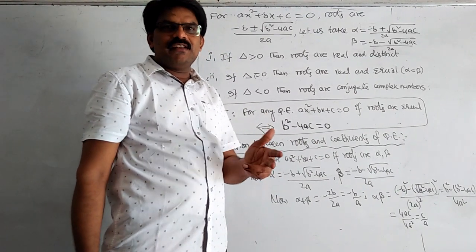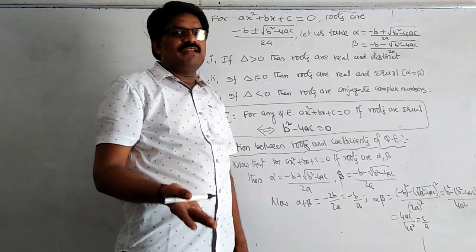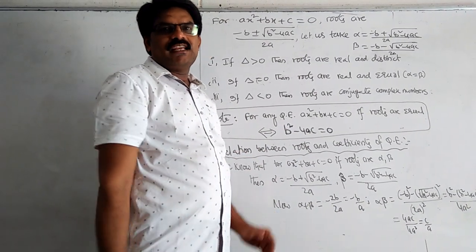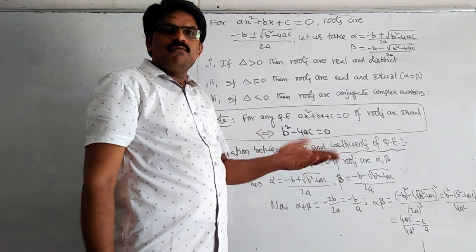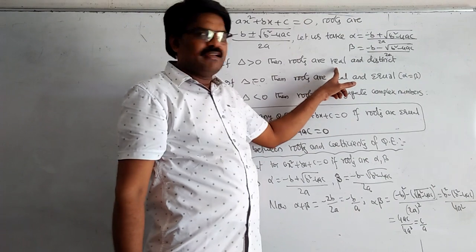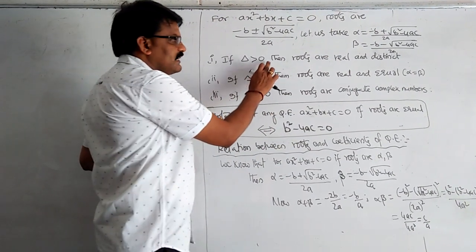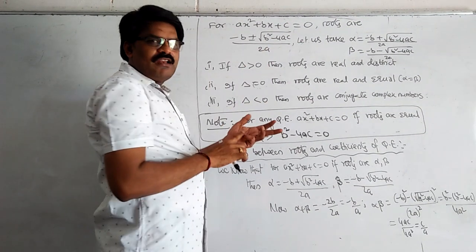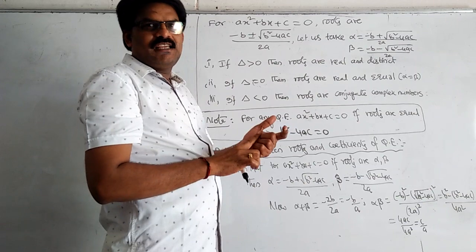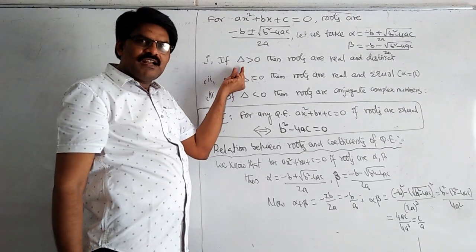If you take root 7, it cannot be simplified. So root 7 is an irrational number and root 9 is a rational number. Both rational and irrational are simply said to be real numbers. So simply we are taking delta greater than or equal to 0. By knowing the quadratic equation, we know the values of a, b and c. By substituting in b square minus 4ac, we get the value of delta.